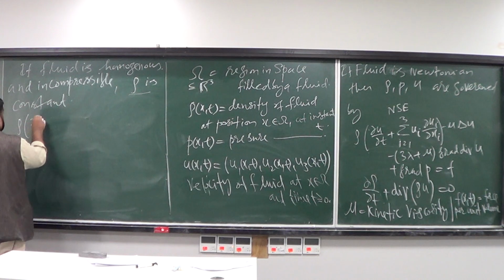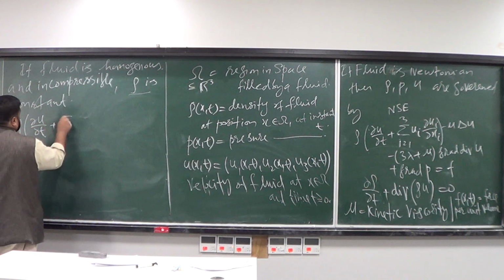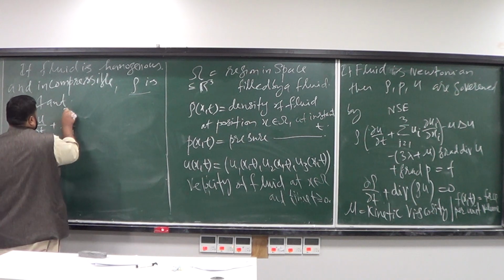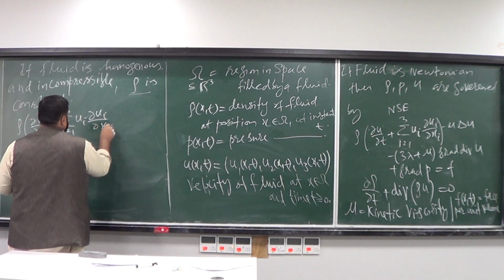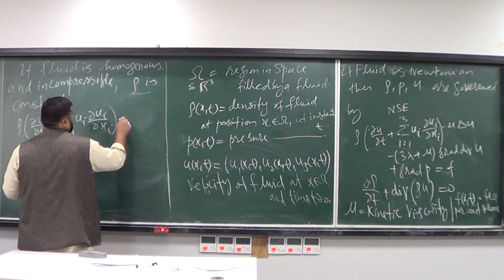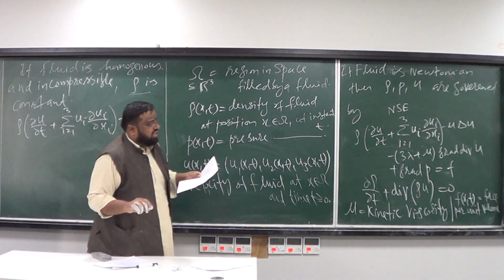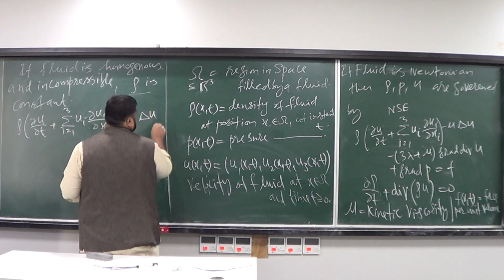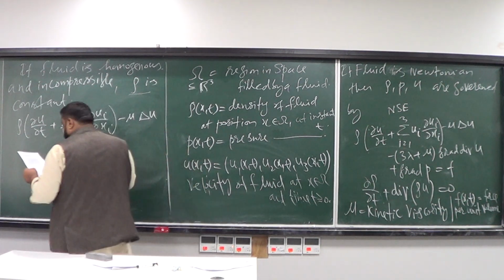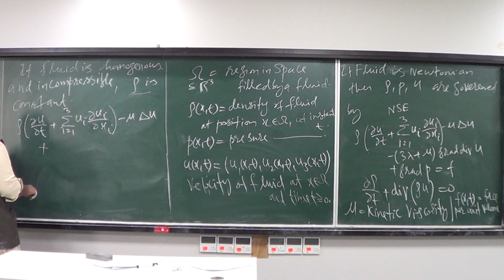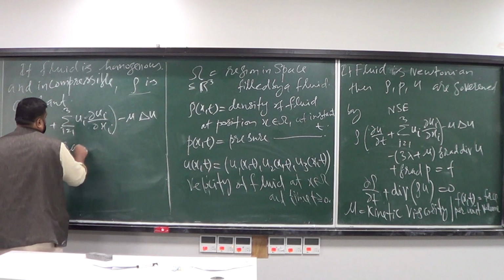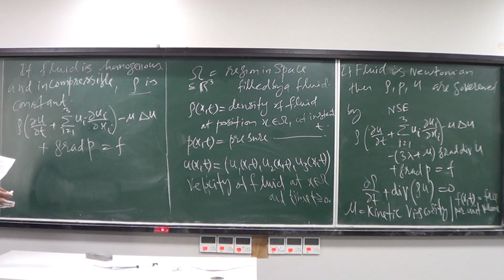So rho times, where rho is a constant, partial u by partial t plus the sum from i equal to 1 to 3 of u_i partial u by partial x_i, and minus mu of Laplace u, plus gradient of p. Basically what will happen, so here's the thing that happens.